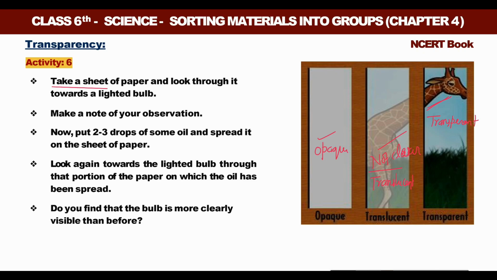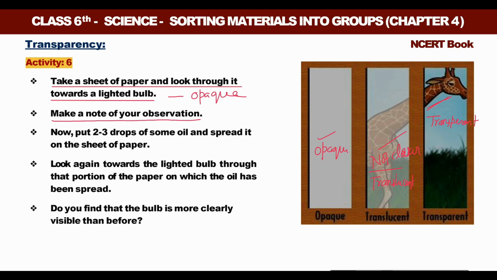Let us see the activity. Take a sheet of paper and look through it towards a lighted bulb. Take a paper and look towards the lighted bulb. If you put the paper in front of your eye, you cannot see the light bulb. It means the paper will act as opaque. Now make a note of your observation.